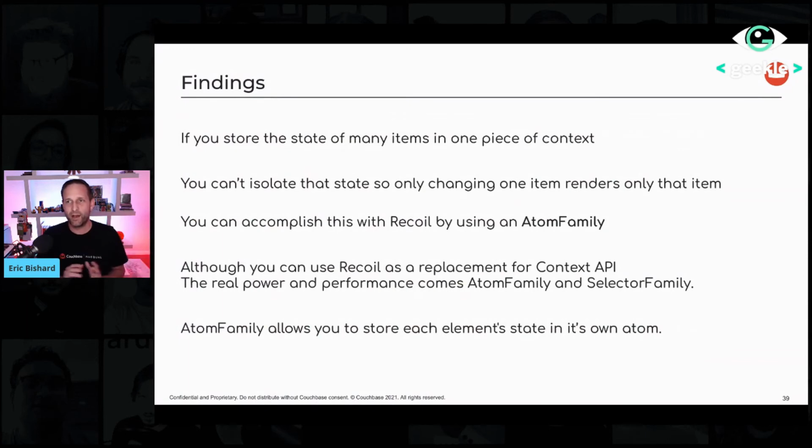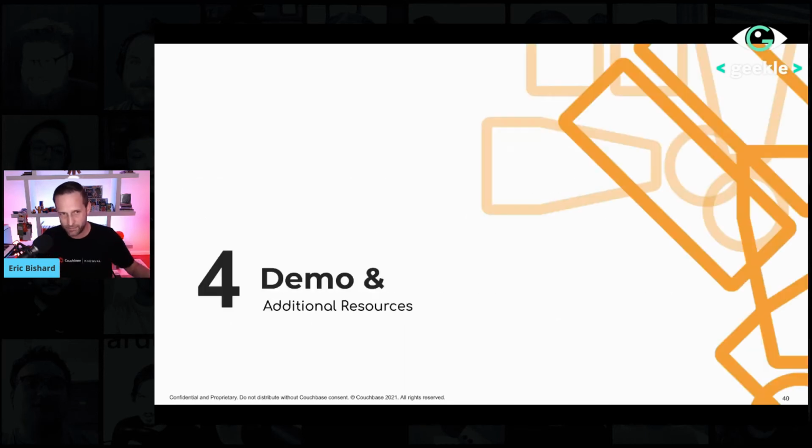So far, if you store state of many items in one piece of context, you can't isolate that state, so that only changing one item renders only that item, right? You can accomplish this with React by using atom family. We talked about that. Although you can use recoil as a replacement for context API, the real power comes with atom family and selector families. So pay attention to those if you start to learn recoil. And atom family allows you to store each element's state in its own atom.